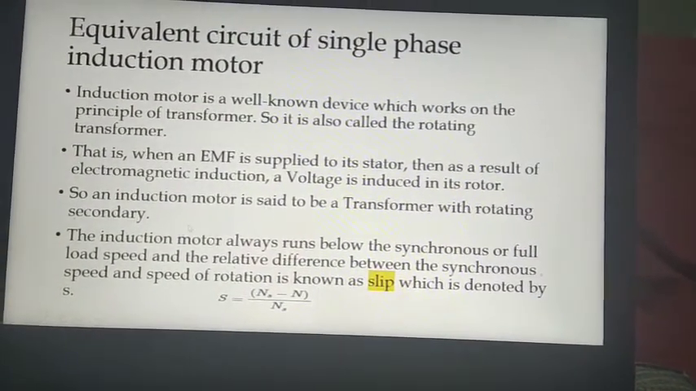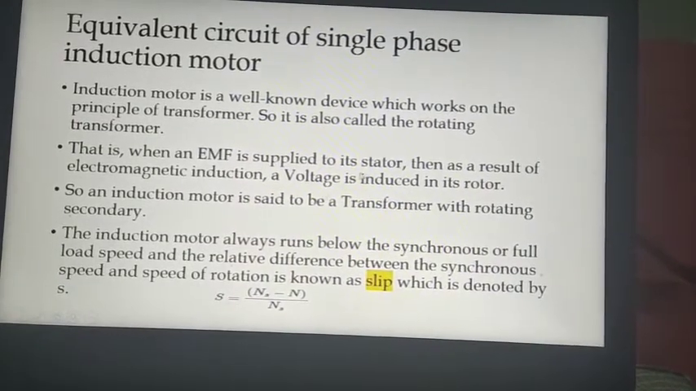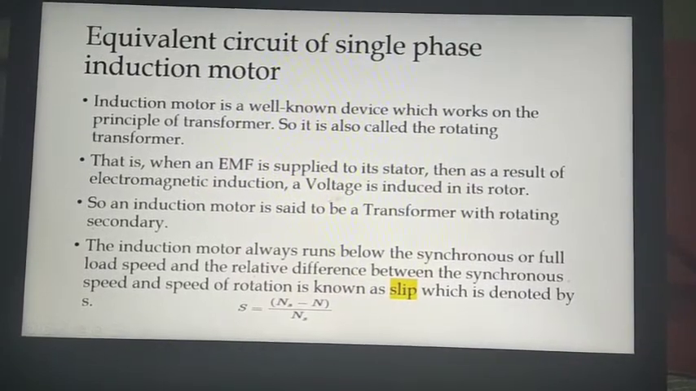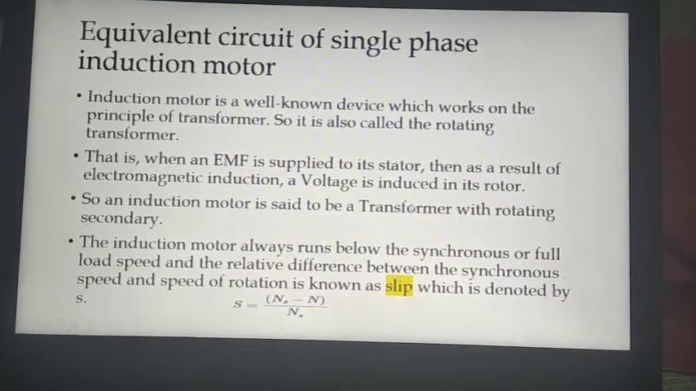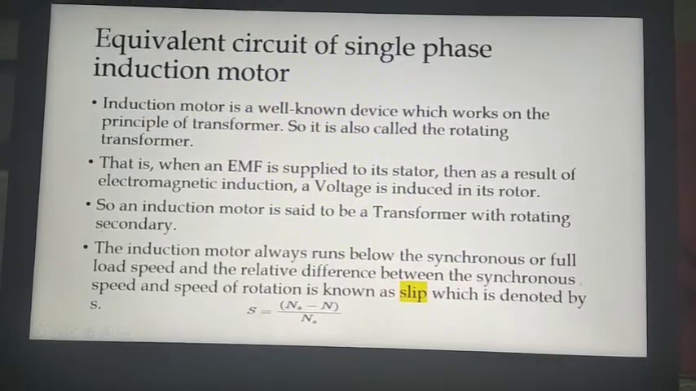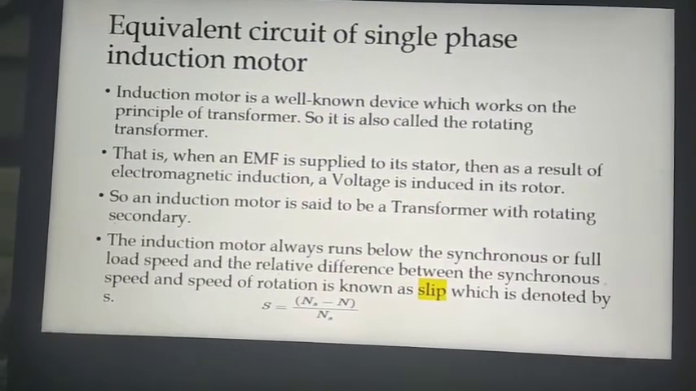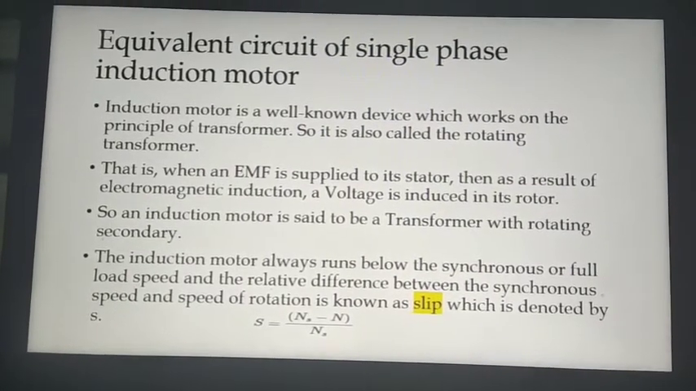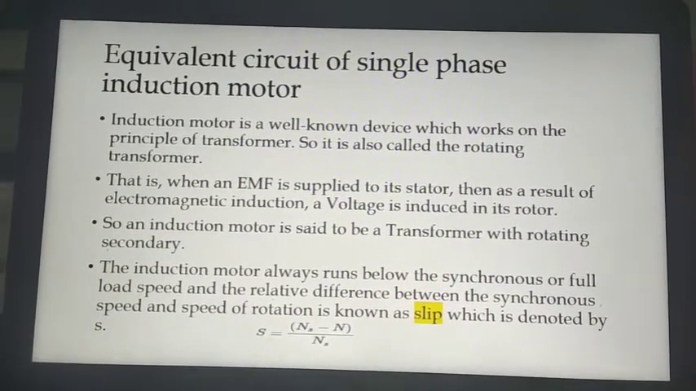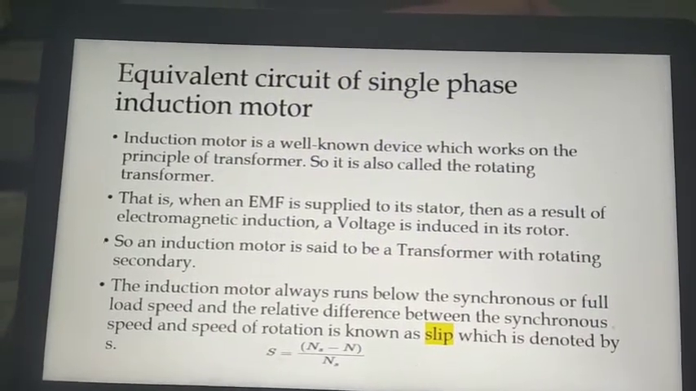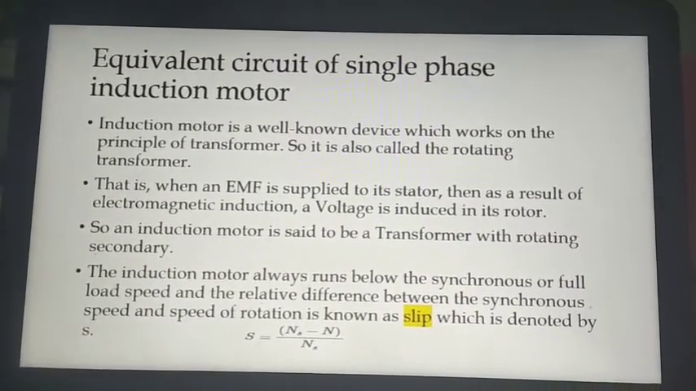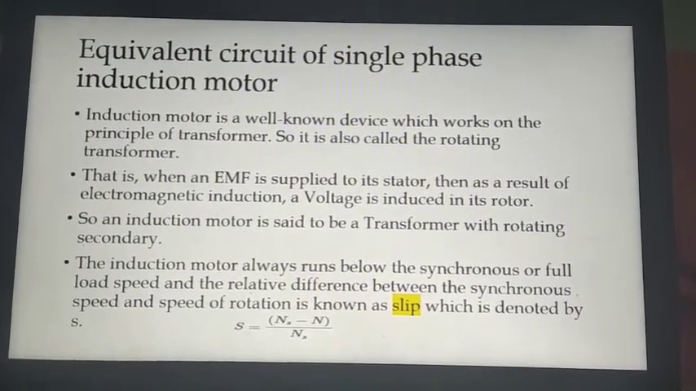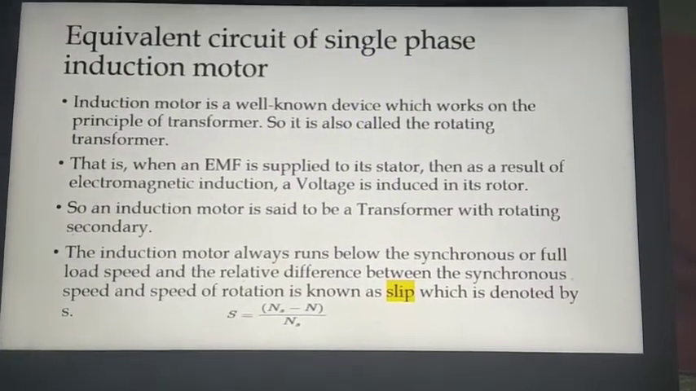When an EMF is supplied to its stator, then as a result of electromagnetic induction, a voltage is induced in its rotor. So in our transformer, we give the supply to the primary winding. Due to the supply, we have the induction in the secondary winding. Due to the primary supply, the secondary gets energized. That means the voltage will be induced in the secondary. So that's the mutual induction principle.